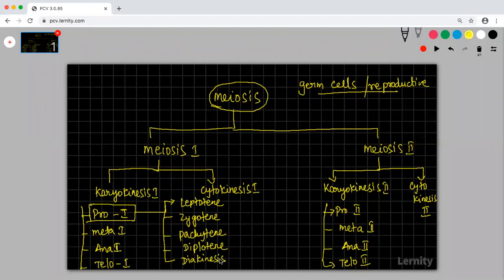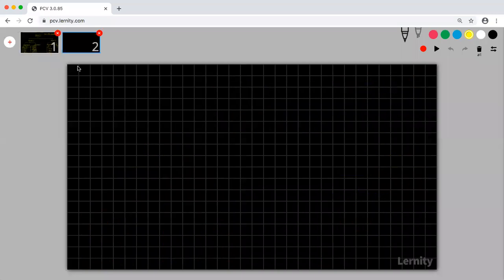We studied what happens in each of these phases in the last class, in detail. I was trying to tell you how the crossing over happens. So let us take some quick notes here.